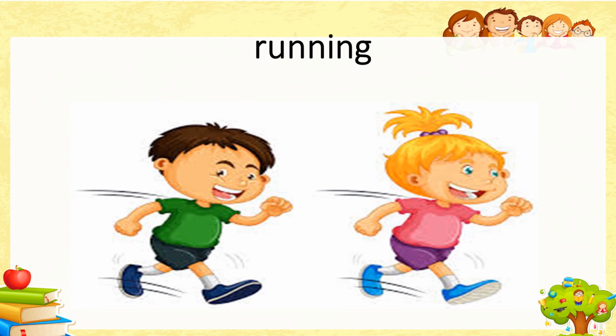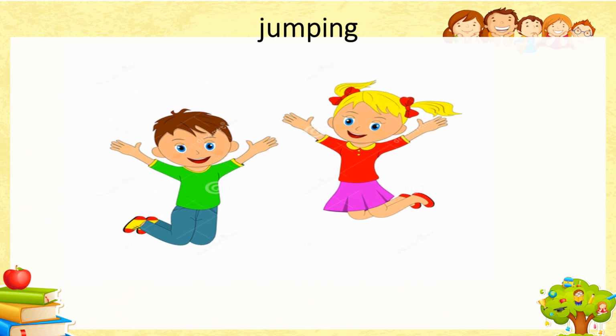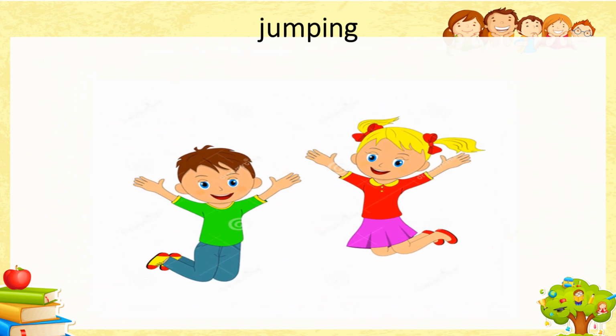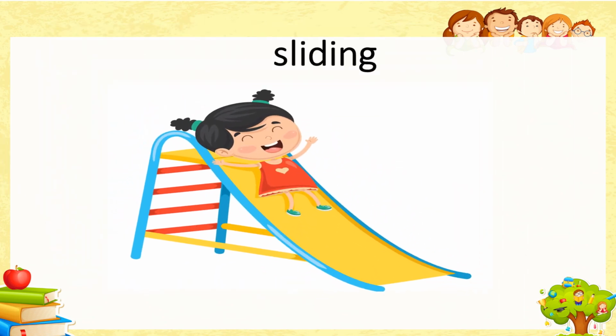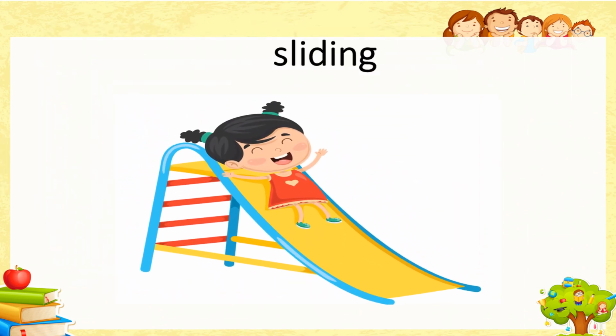Movements that change the location. Next example is jumping. Alright, so jumping is a movement that changes the location. Next is sliding. Sliding. Okay, this is an example of a movement that changes the location.